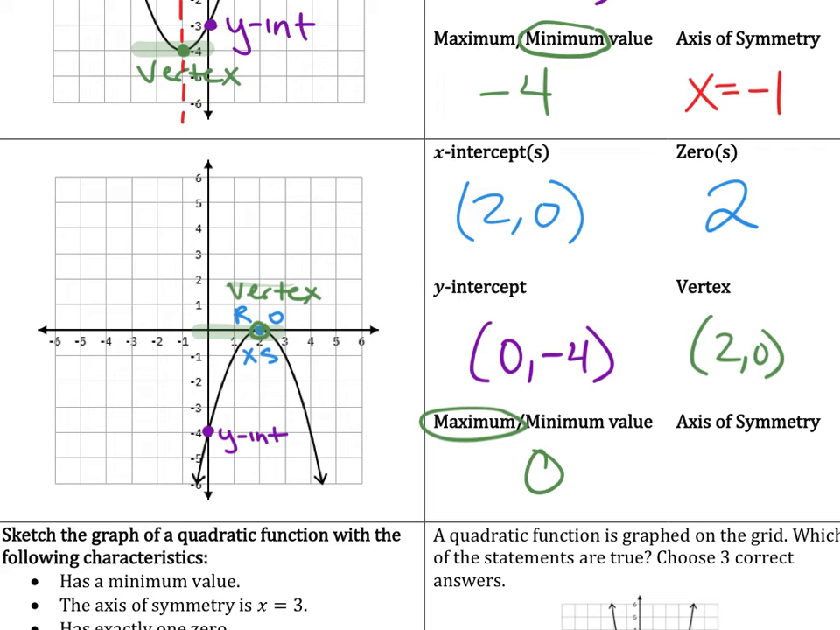What is the equation of the axis of symmetry? x equals 0? Not just 2. x equals 2.